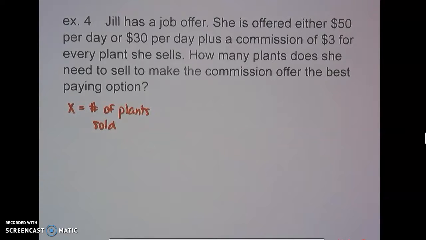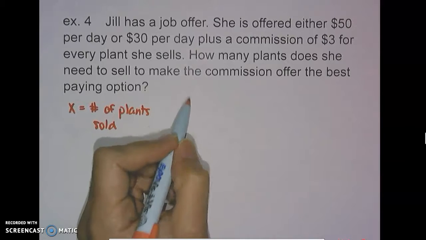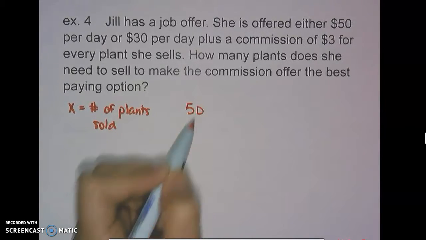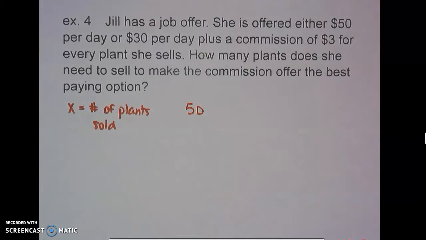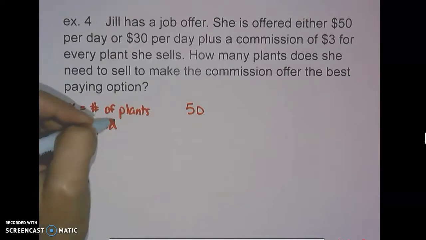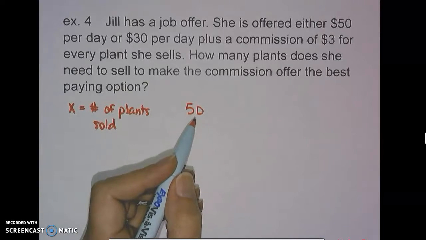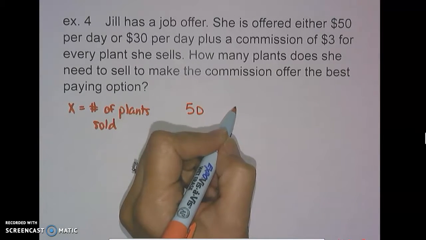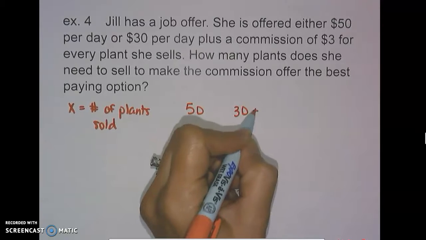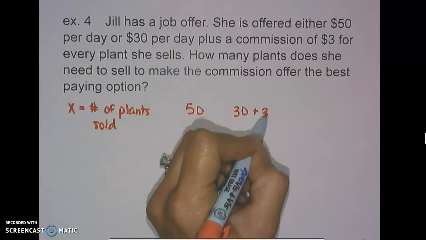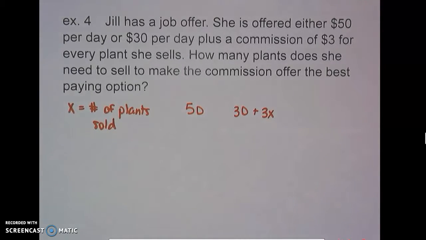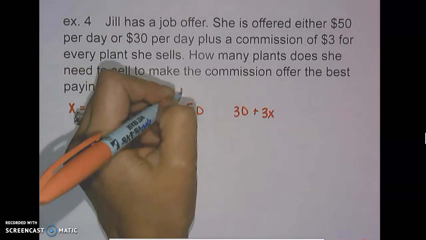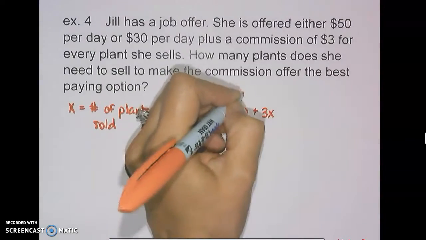We have a non-commission option and a commission option. So the non-commission would be just $50. Okay, it doesn't matter how many plants she sells, whether it's 0 or 1,000, $50 no matter what. The other way is if she gets commission. So it's $30 plus $3 for every plant she sells. But because we don't know how many plants she's selling, we're just going to add 3x to that. Okay, so this is non-commission, this is commission.